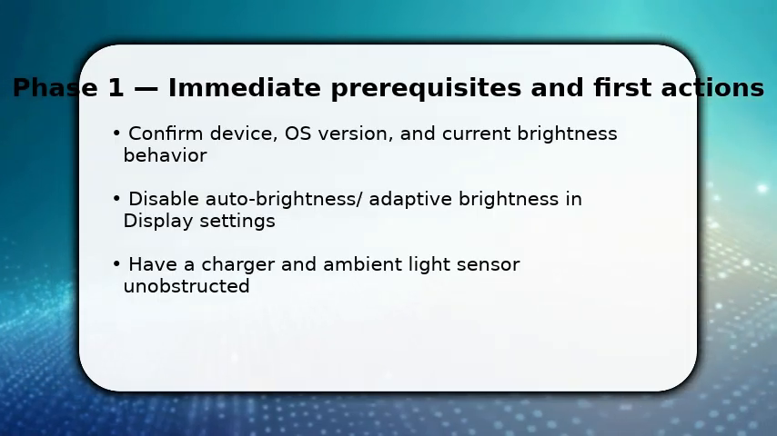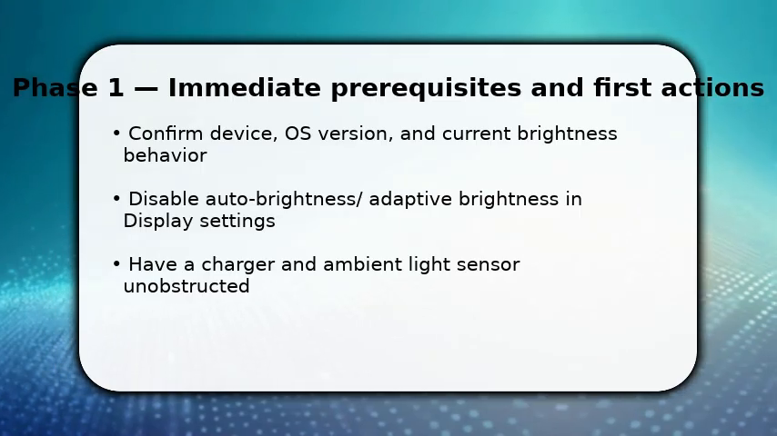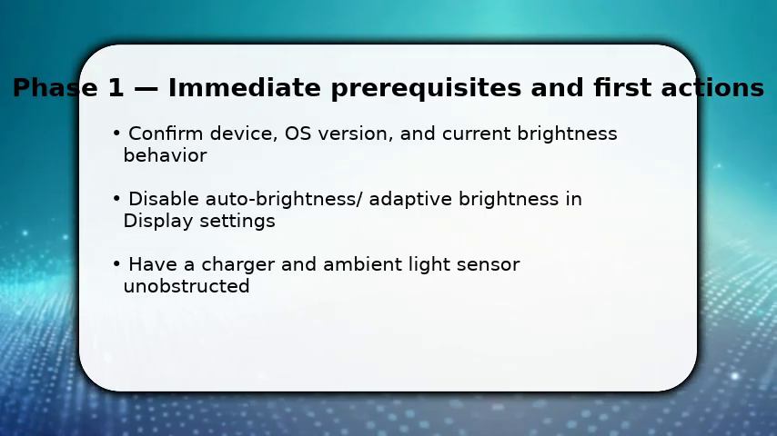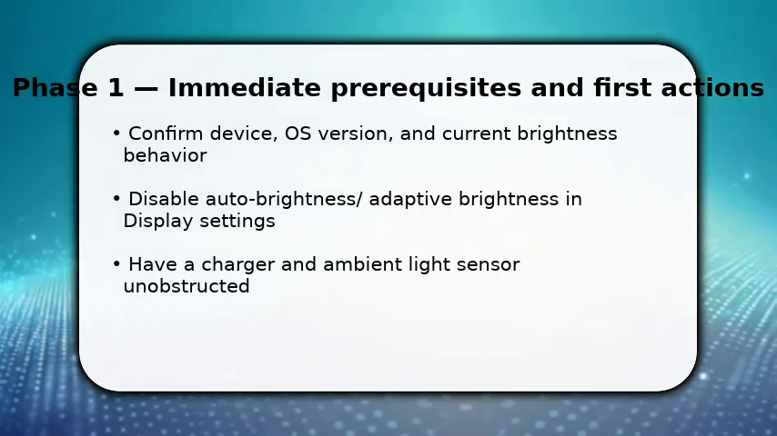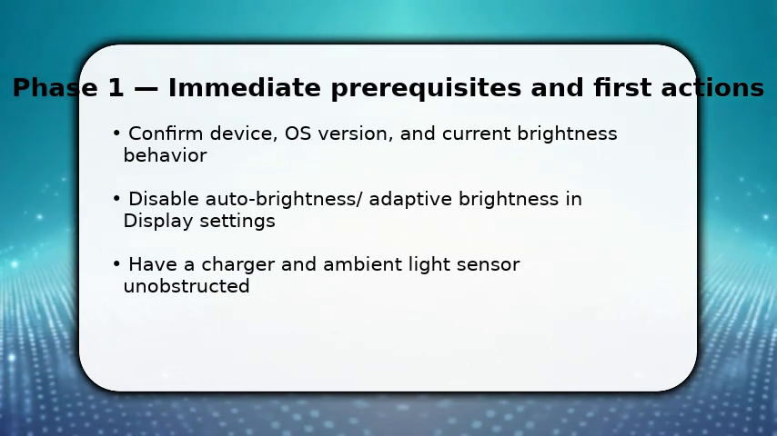Make sure your screen protector or case isn't covering the light sensor. Obstruction fools the sensor. Also plug in the charger briefly. Some laptops reduce auto adjustments when charging. These first actions remove automatic control and prepare you for manual fixes.